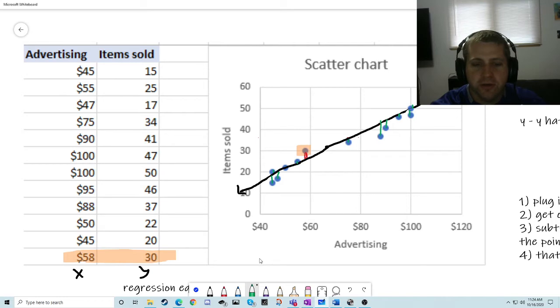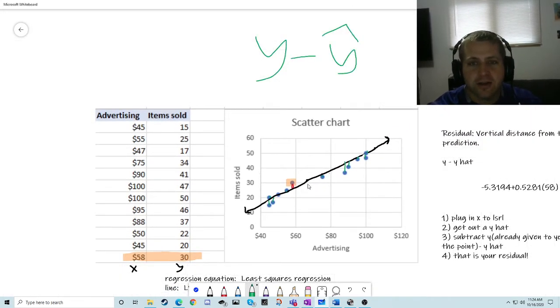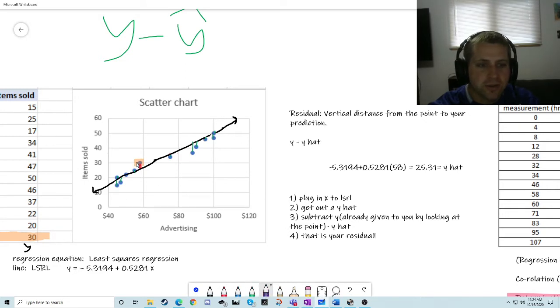And so the way you find a residual is y minus y hat. That's the big thing. It's the vertical distance from the point to your prediction. So you take your actual y. For our point, you can take your actual y, which is somewhere around 30, minus the predicted y, which will be from the line, and you can get that vertical distance from here to here. So that's how you find your residual.